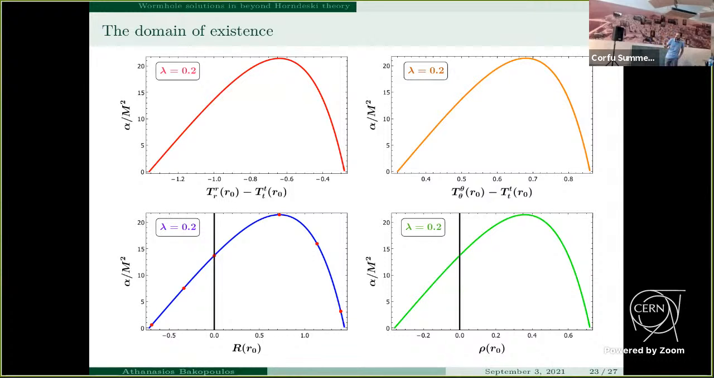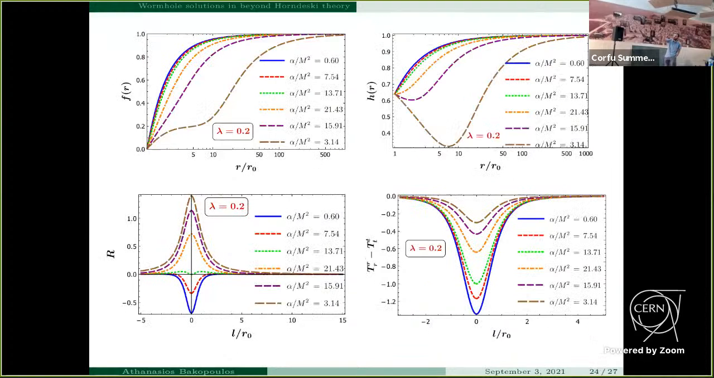Here, we indicate six wormhole solutions with red dots, and we plot them. We observe that they are everywhere regular, and from these two plots, we observe that they are localized around the throat independently of the sign of the Ricci scalar.